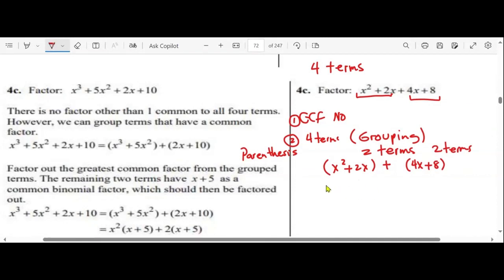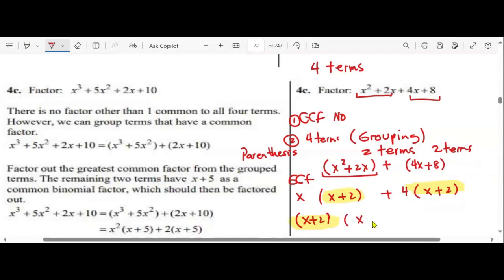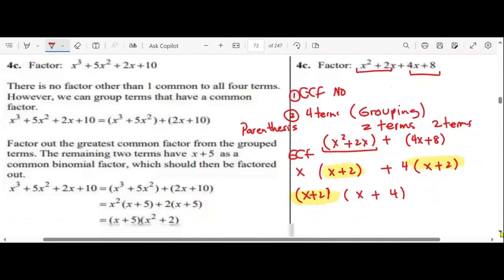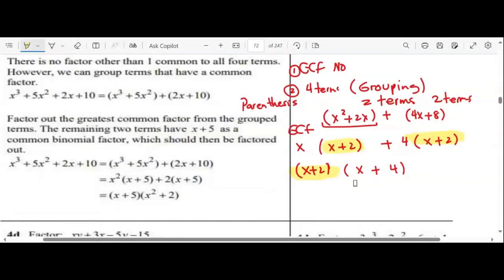Now next we look at greatest common factor. What do we have as greatest common factor here? X. So what's left? X plus 2. Very good. What is the greatest common factor here? 4. What's left? X plus 6. X plus 2. Do we have blah blah blah? What's the blah blah blah? The same one, which is X plus 2. What's left? X plus 4. Very easy, right? Easy or not easy? If you understand, raise your hand.